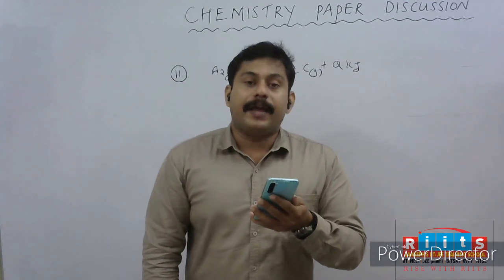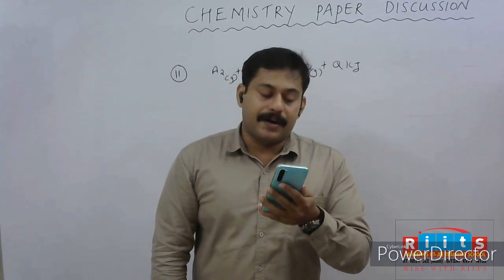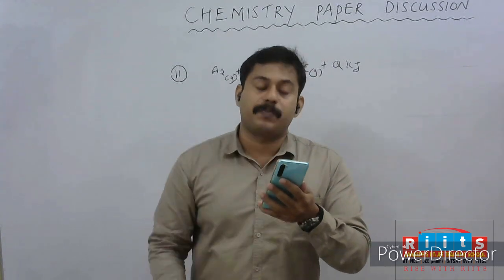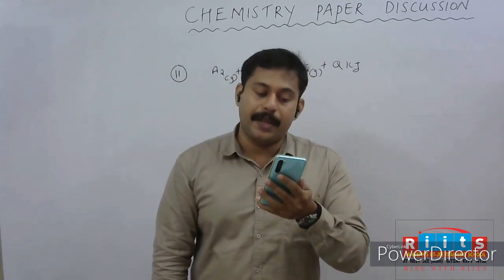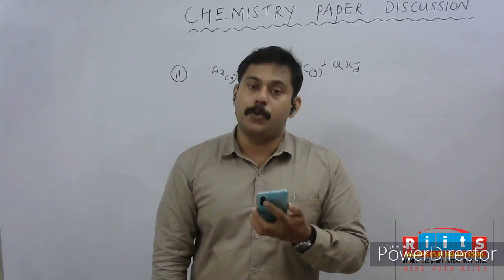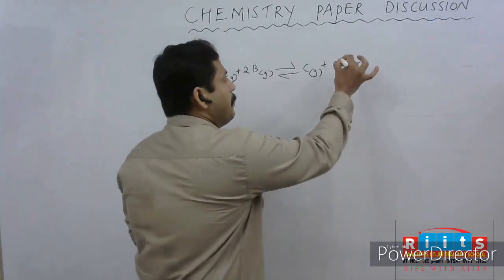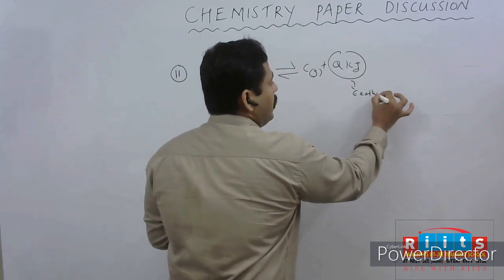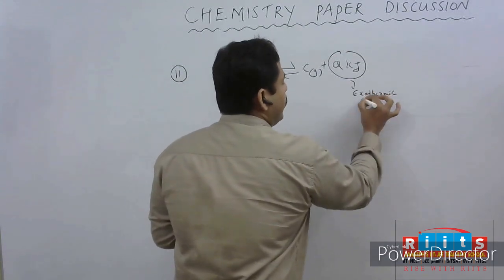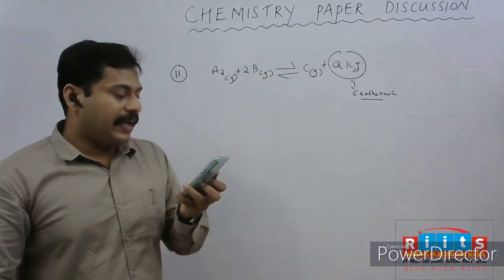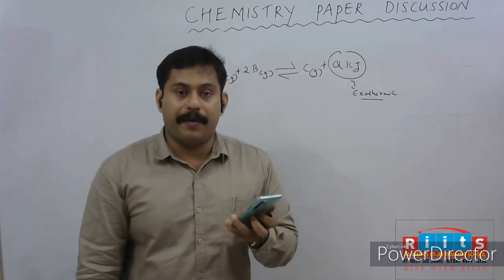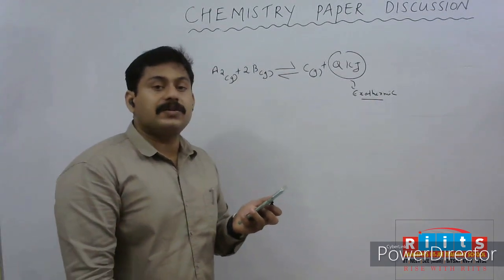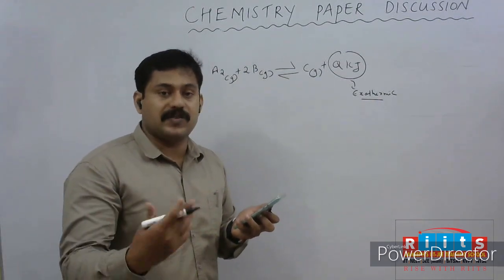Okay, let's discuss question number 11. The yield of product in the reaction A2 gaseous plus 2B gaseous in equilibrium with C gaseous plus Q. Plus Q means heat is liberated only, right? So that is an exothermic reaction only. We can underline that. They are asking the maximum yield only, right? We know that for an exothermic reaction, the temperature has to be very low for maximum yield.